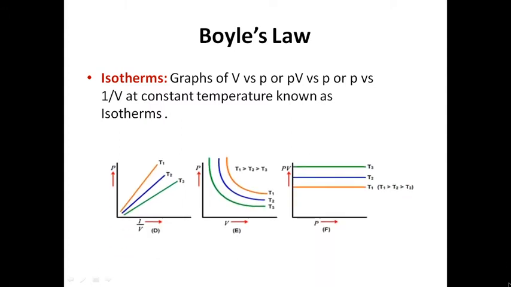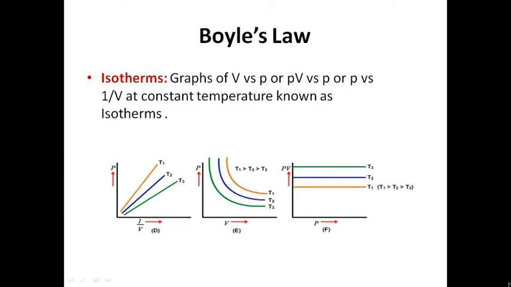In the first graph you can see on the y-axis we have pressure, on the x-axis we have 1 upon V, and we know from the previous page P is inversely proportional to V, or we can say P is directly proportional to 1 upon V. So here you can see the lines which represent P is directly proportional to 1 upon V. These are the lines at three different temperatures, T1, T2, T3.